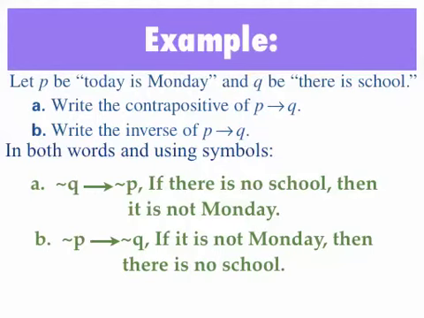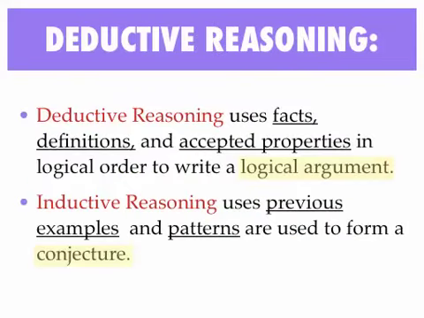Deductive reasoning. Deductive reasoning uses facts, definitions, and accepted properties in logical order to write a logical argument. Inductive reasoning uses previous examples and patterns to form a conjecture.